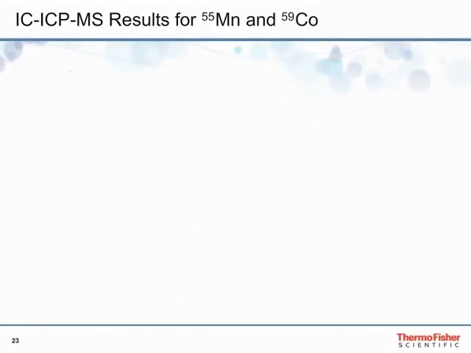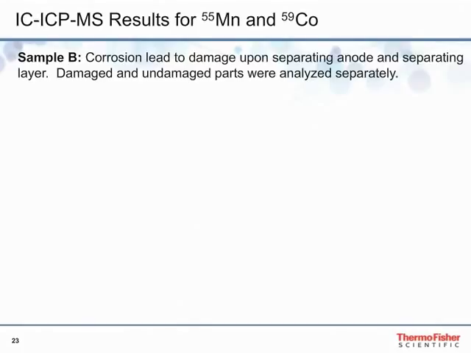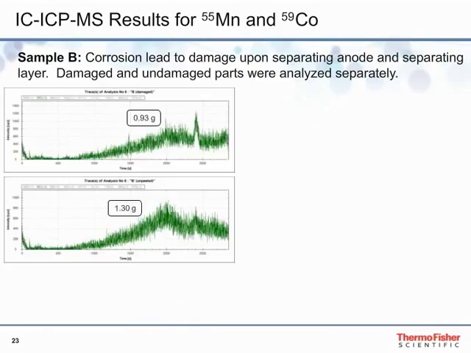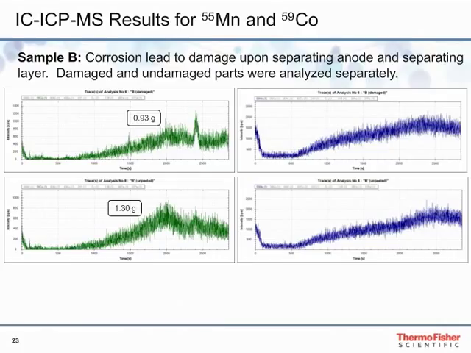Results for manganese and cobalt in sample B are presented separately from those in samples A and C. The reason for this is sample B showed heavy corrosion on the surface of the anode, which led to damage when the separation layer between the cathode and anode was removed. The damaged and undamaged parts of the cell were analyzed separately. Results for manganese and for cobalt are presented in the chromatograms with the green and the blue traces respectively. Chromatograms for the damaged components are listed on the top, and those for the undamaged components are on the bottom. As indicated in the chromatograms, the degradation products didn't contain significant concentrations of either cobalt or manganese.